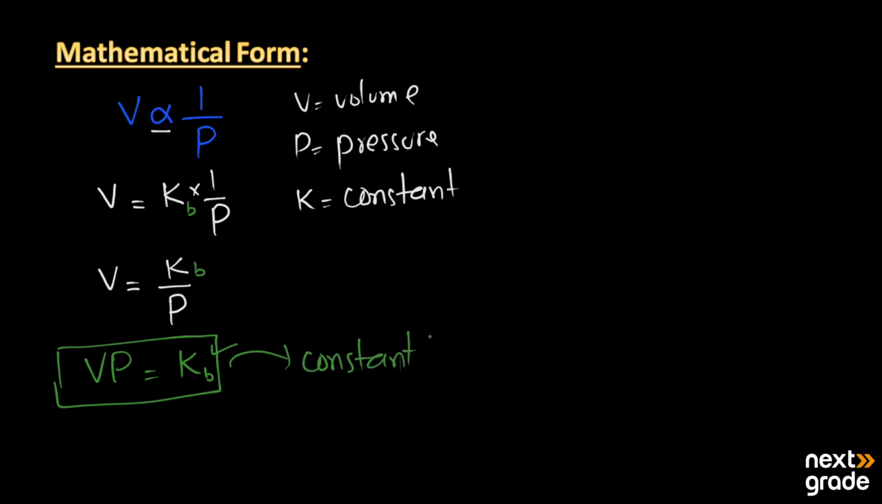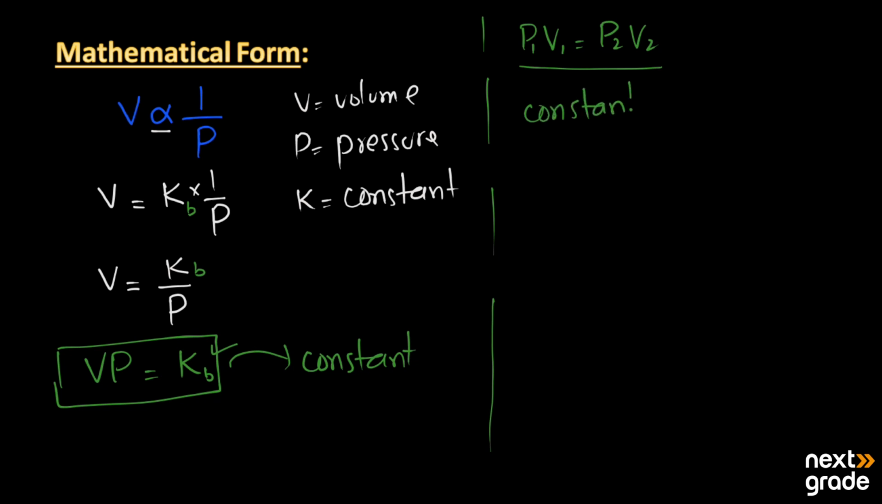Constant value means, for example, if we have two gases and gas number one has the pressure P1 and volume V1, then P1V1 is equal to P2V2, and all this is going to happen at constant temperature. We must keep the temperature constant. So no change in the temperature is going to happen there.